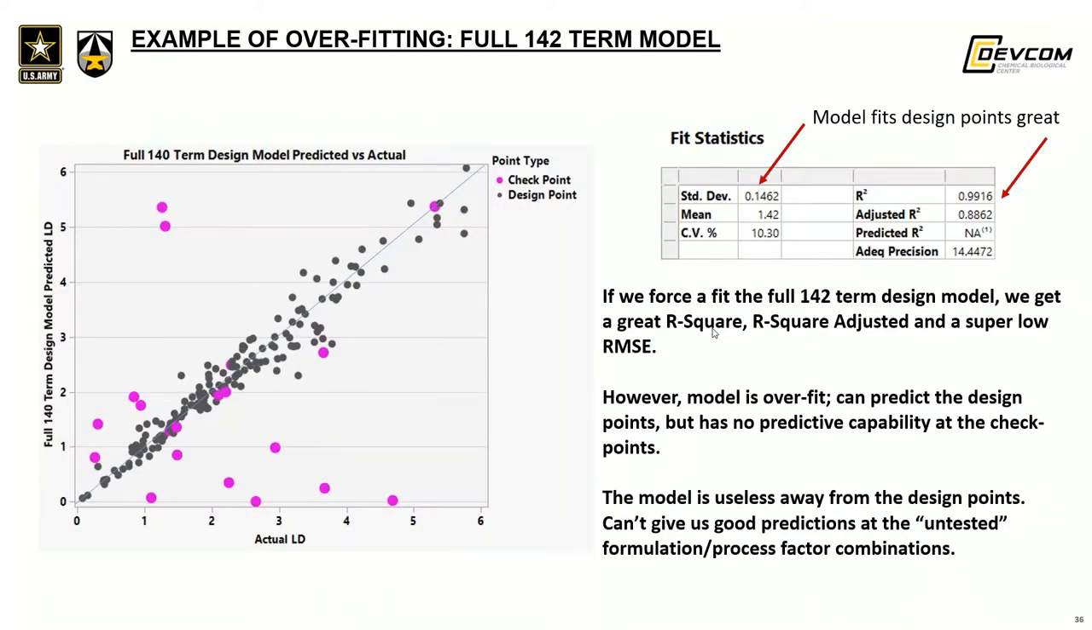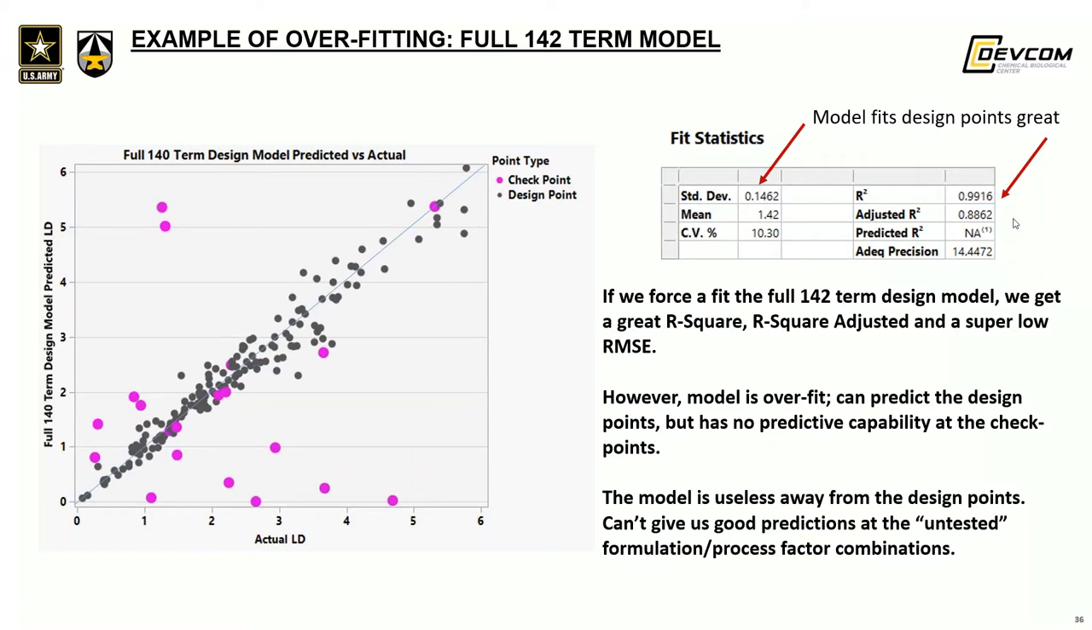Here's just an example of, say we didn't reduce this model. If we fit the full starting model, look at what happens to the checkpoints. The checkpoints are the purple points. Those black ones, those are all the design points. We fit them great, 99% R-square. R-square adjusted is pretty good at 88. However, if you notice R-square predicted, it's not even coming up negative, it's coming up non-applicable.